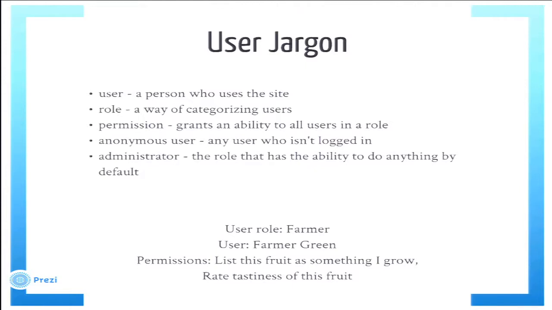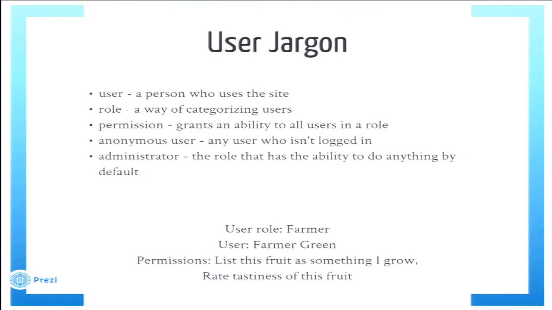Permissions for the Farmer user would be like, list this fruit as something I grow. So maybe I log into the site and I want to be able to quickly access all the fruits that I grow if I'm a farmer. And then I can say, well, I grow cherries, and raspberries, and apples, and so those are what I'm going to do. And maybe there's some special reason, I'm starting to stretch the limits of this example, but maybe there's some special reason that I'd want to be able to access those really quickly without having to search through the general user interface.